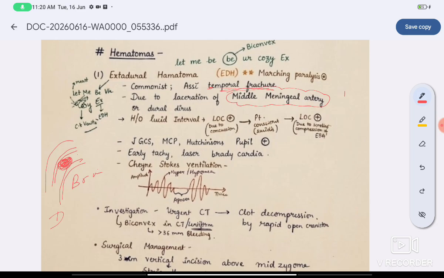This is very important. It is also a PYQ. So, extradural hematoma occurs due to the laceration of the middle meningeal artery associated with temporal bone fracture, due to which there is pooling of blood and collection of it outside the dura mater. It is also associated with a history of lucid interval. Lucid interval, it is very important.